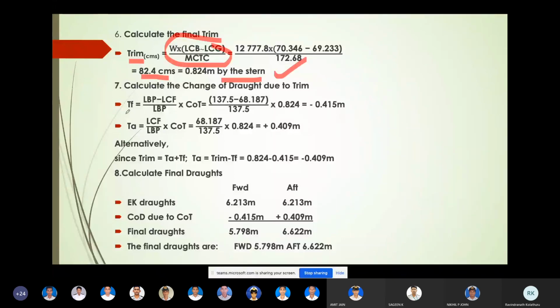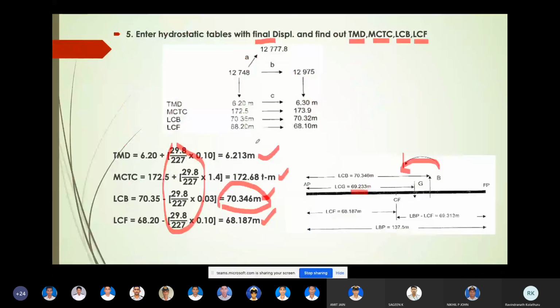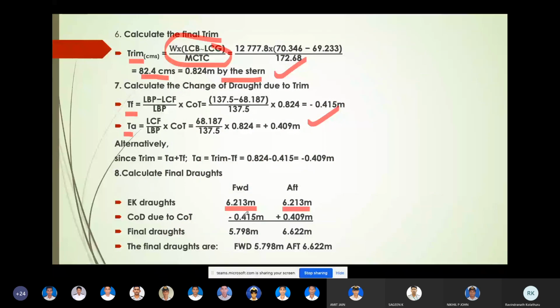Rest all remains the same. My forward correction and aft correction, which I'll be doing as normal. Once I get my forward and aft correction, I know since it's by stern, I will add the aft and subtract the forward correction. So my initial final even keel draft is this, which I got from here. I apply the corrections and I get the final drafts to be this.